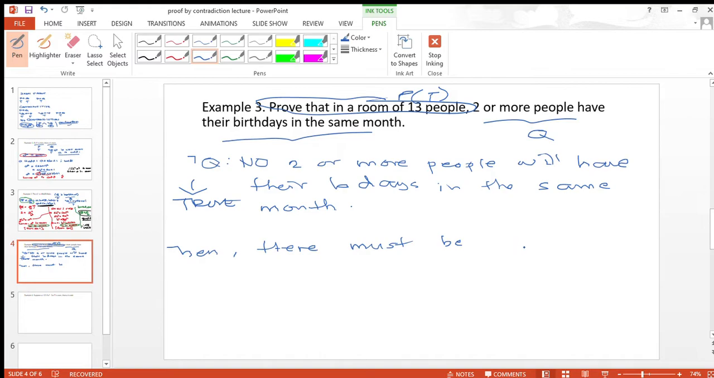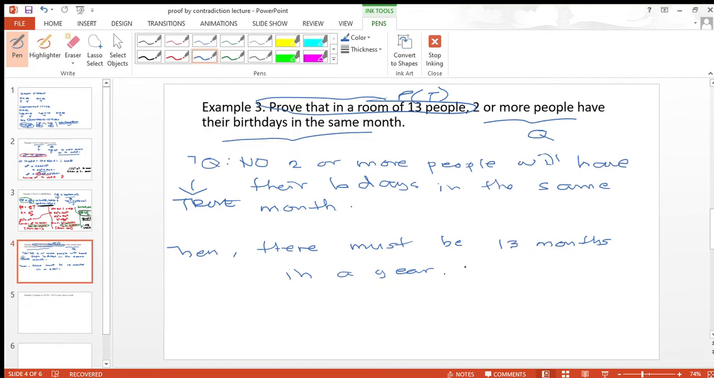Okay, so what can we now see there? If both are true, 13 people and no two people must have their birthdays in the same month, then there must be 13 months in a year. Right?